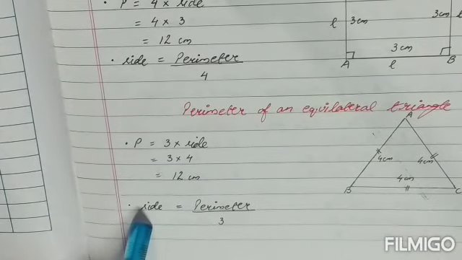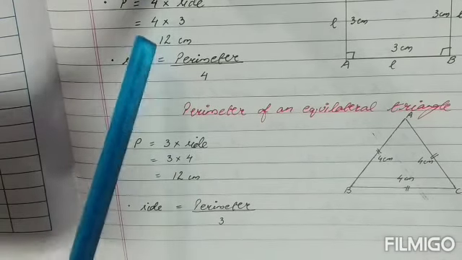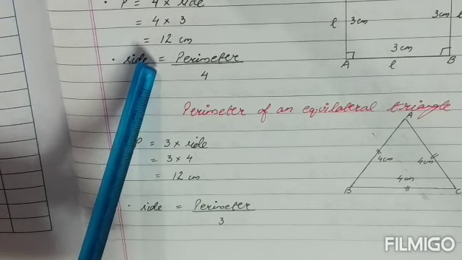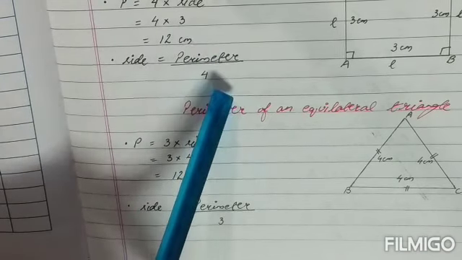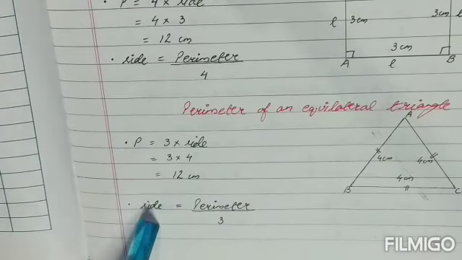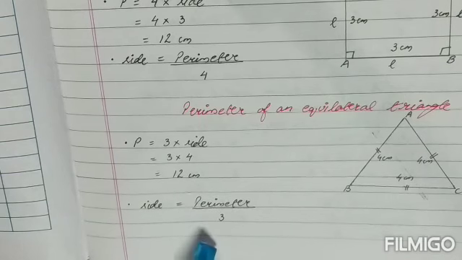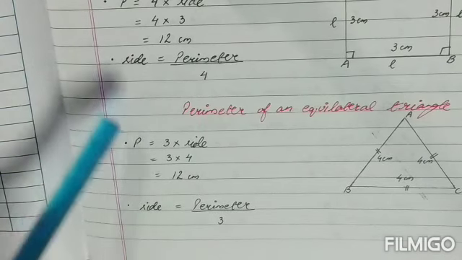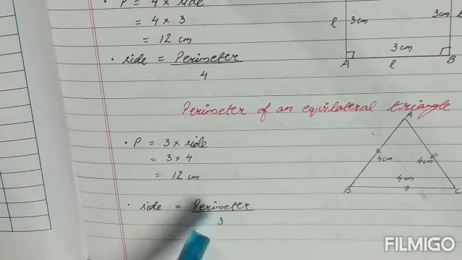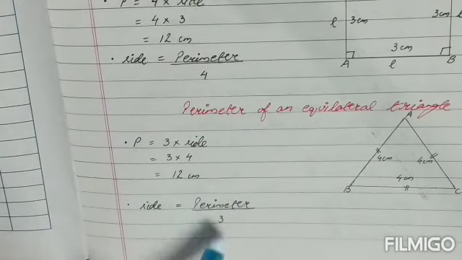Right? Now for calculating the side, children, we can make use of the formula. In a square also we can calculate the side by dividing the perimeter by 4, because a square has 4 equal sides. And for calculating the side of an equilateral triangle, we can divide the perimeter by 3. So it is the same formula in both the places, children. Only thing is we have to divide it by the number of sides that particular figure has. Okay.